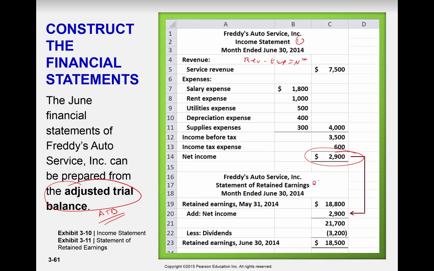Then we go on to do our statement of retained earnings because, as you can see, our net income is needed for that. So this is in the form of a T account, right? If we have our retained earnings, that it has a credit balance. So we have beginning balance plus net income minus dividends gives us our ending balance.